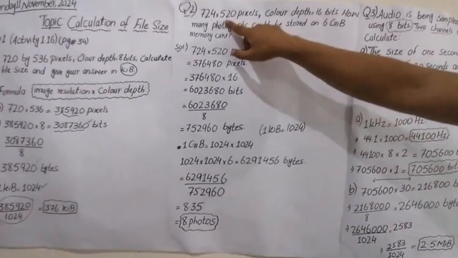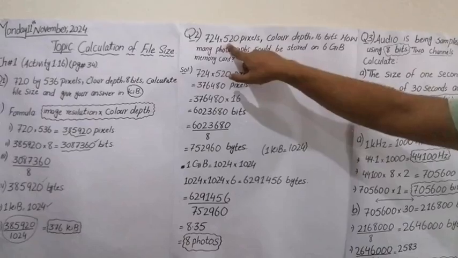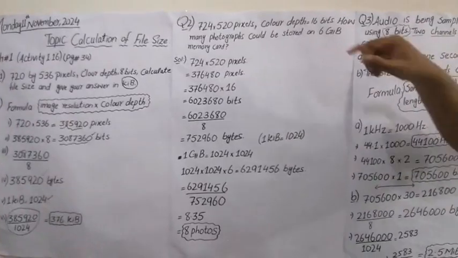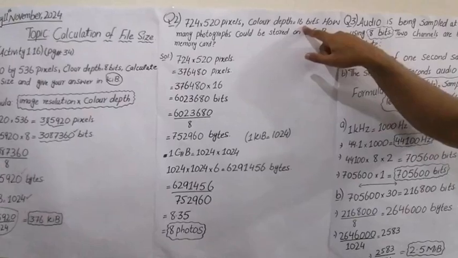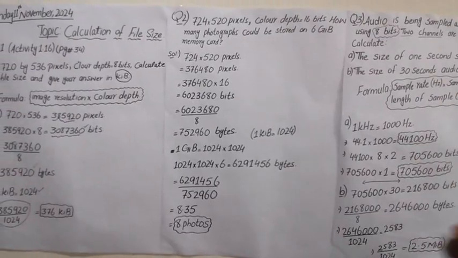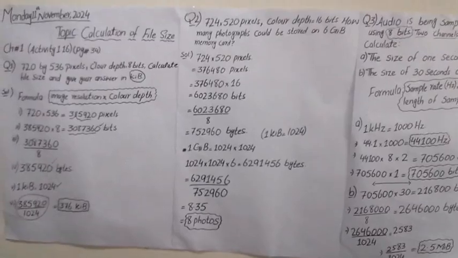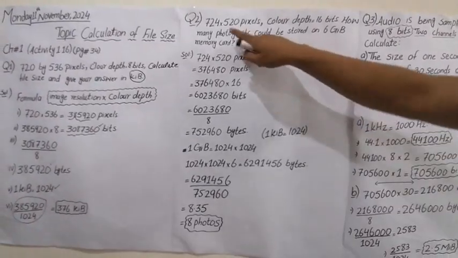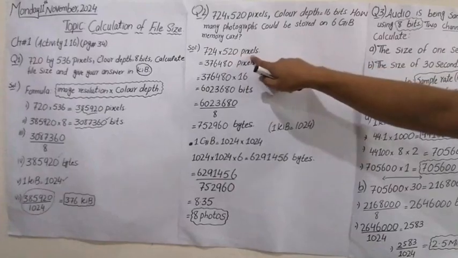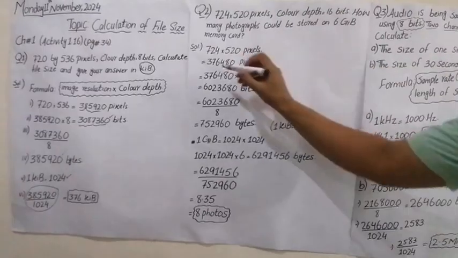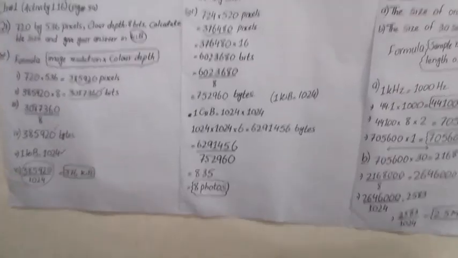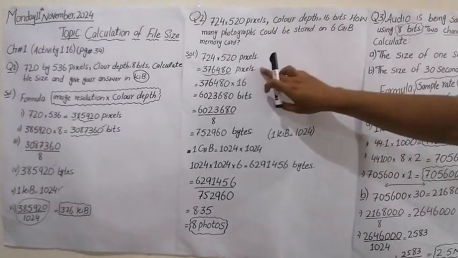First we will multiply the image resolution, the two values, and we will get one final value, and then we have to multiply that value with the color depth given in the question. So let's start. The formula is the same which I have showed you in question number 1. So we have taken the two values and we have multiplied 724 by 520 pixels, right? And the answer which we got here is this one, 376480 pixels. That is the resolution which we got.